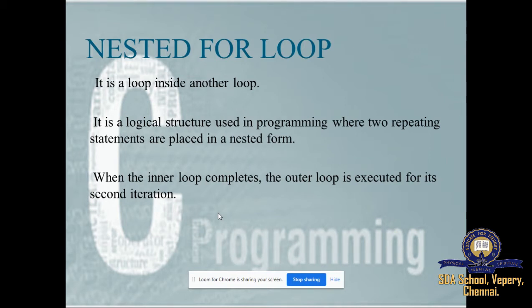Whenever the inner loop completes, the outer loop is executed for its second iteration. So it will be moving on that way only, from inside to the next outer, next outer. Only the first outer will be executed once every inner part is completed.